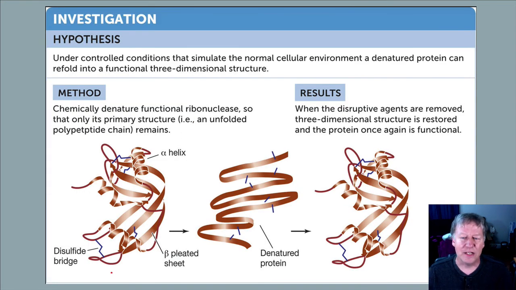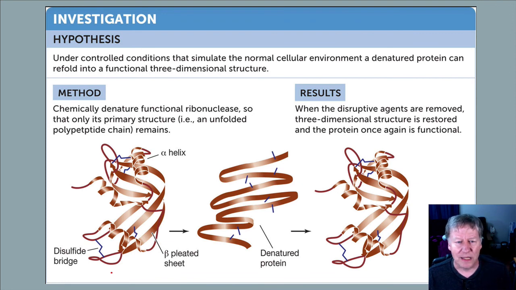Okay, I'd like to end by talking about an experiment that was in your book, just to make sure you understand how to read an experiment, what's going on, and what they learned from it. So this particular experiment looked at the idea of denaturation, what levels of structure get messed up by denaturation, and then finally, is denaturation permanent?